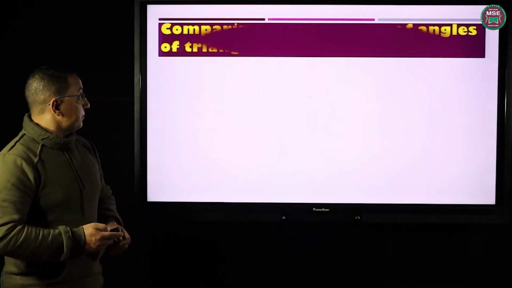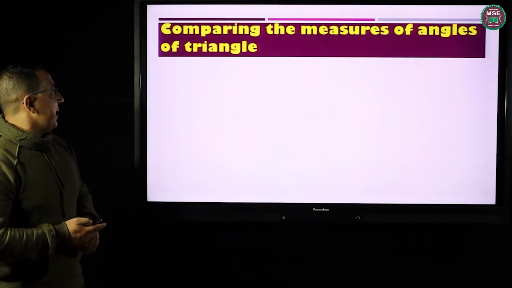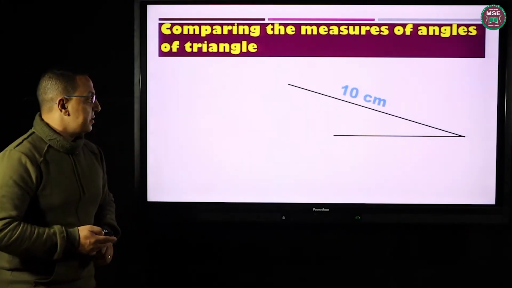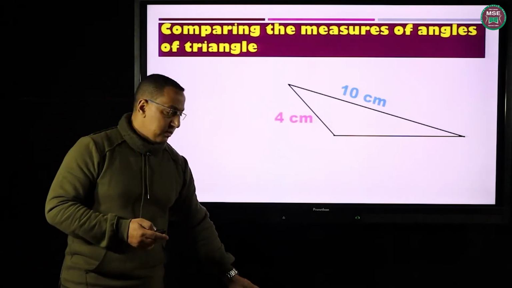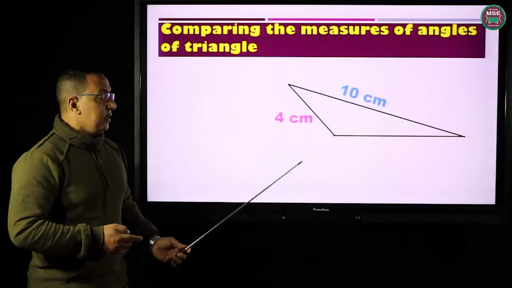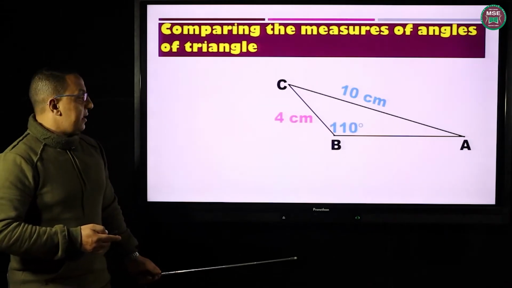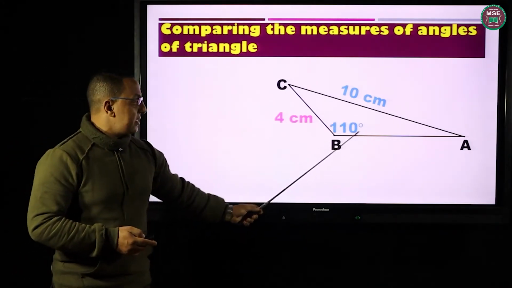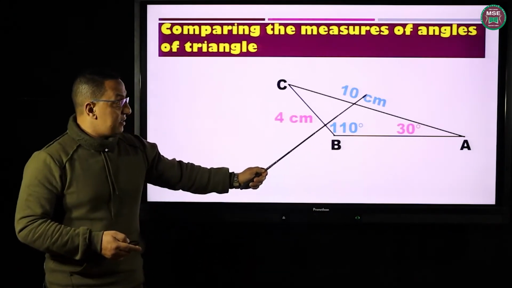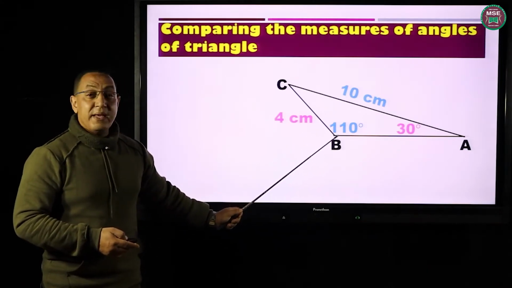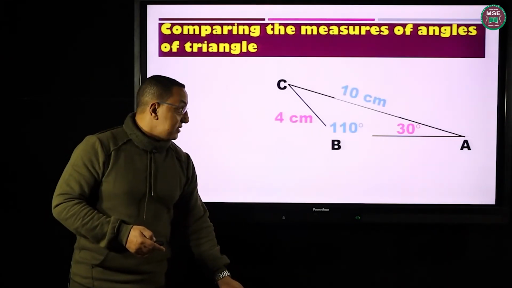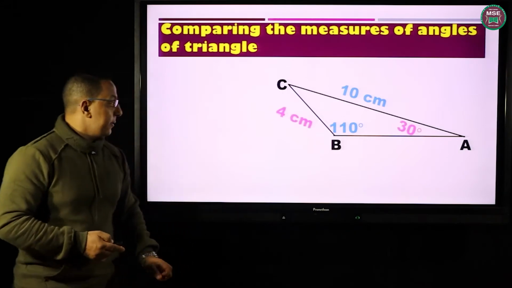Now, comparing the measures of the angles of the triangle. For example, if I have a side equal to 10 centimeters and another side equal to 4 centimeters. By comparing the two sides, we see that 10 is greater than 4. And if I have angle B equal to 110 degrees and angle A equal to 30 degrees, by looking carefully, the bigger side is opposite to the bigger angle and the smaller side is opposite to the smaller angle. This is the relation that I need to explain.